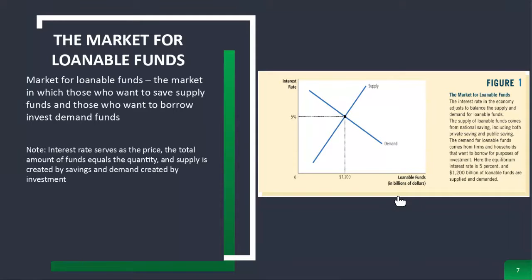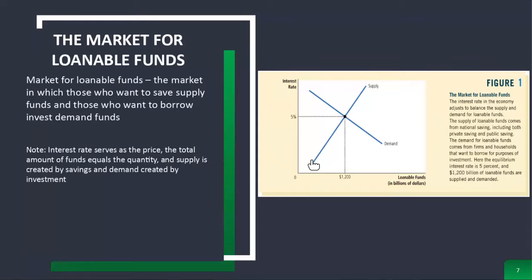Now, what this looks like is something like this. The market for loanable funds is this supply, which is the savings, and the demand is those seeking to invest. One thing I want you to note here is the interest rate is the price, like we mentioned, and the loanable funds is the total quantity of funds.